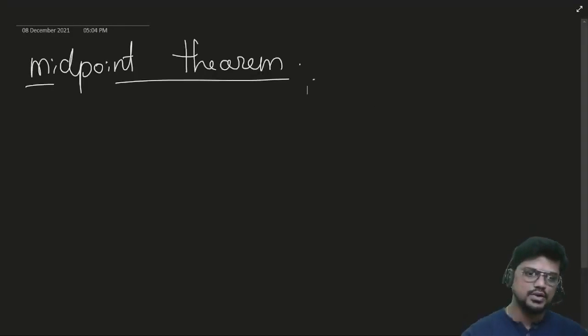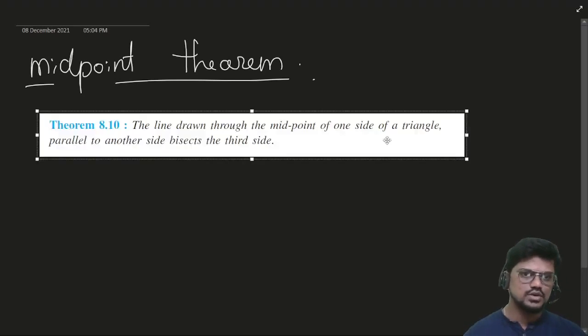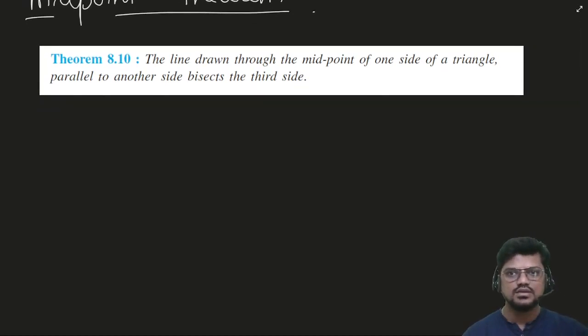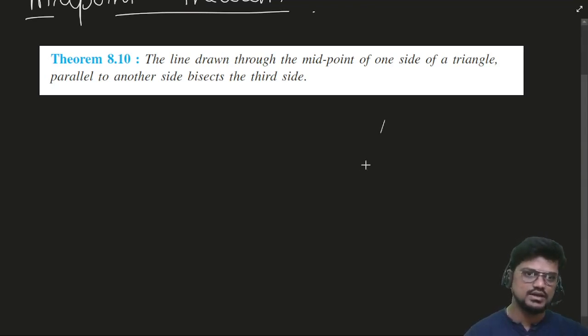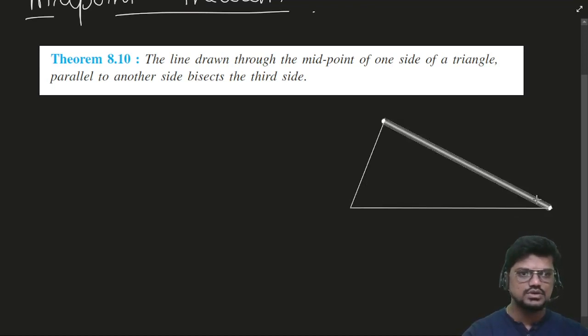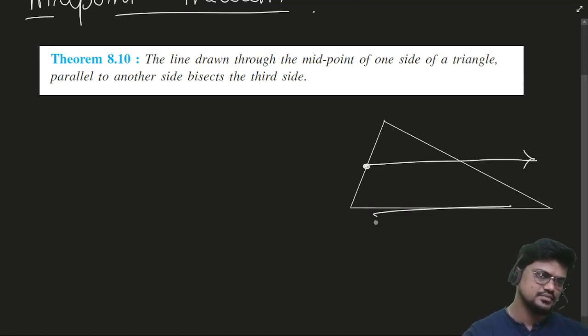Now, first, what is the midpoint theorem? You should be knowing. What does the theorem state? The theorem is this: a line drawn through the midpoint of one side of a triangle parallel to another side bisects the third side. Now, what does this mean? Suppose you have a triangle like this, and a midpoint of this side, and you draw a line parallel to the third side. Then what happens?